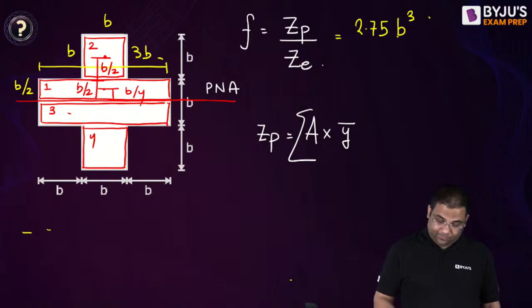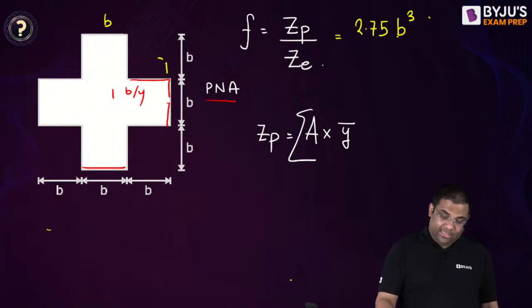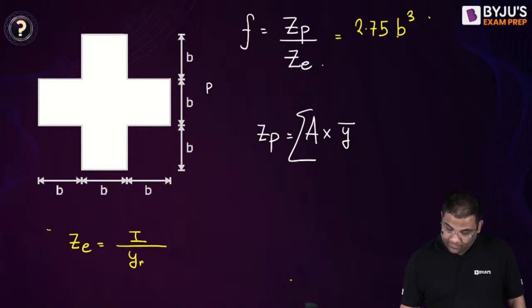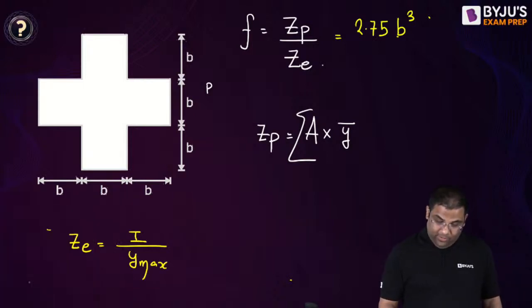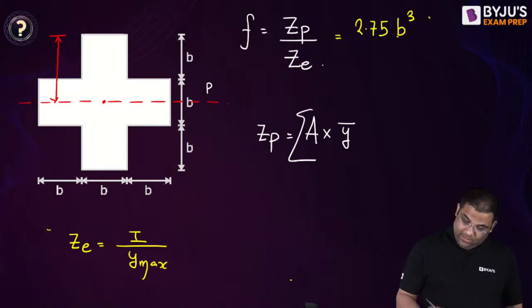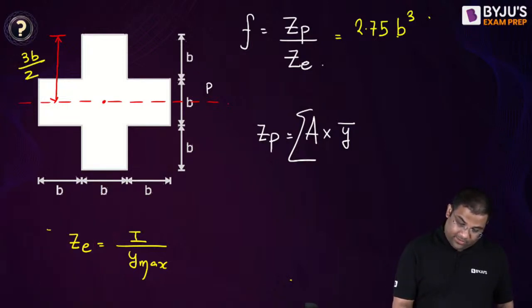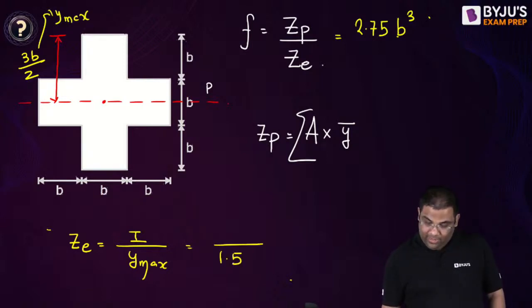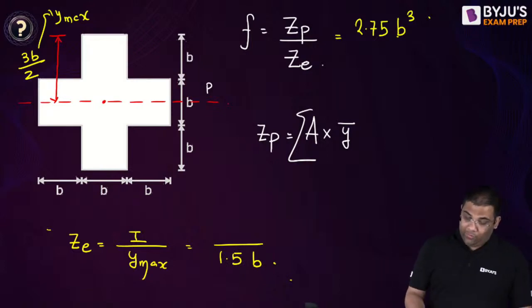Let us go to JD. How to find out JD? JD is very simple. JD is I divided by Y max. Now see, the centroid of the whole area will be here somewhere, right? So see, this is the elastic neutral axis also. Here elastic and plastic are the same. So this is the Y max. And by the way, Y max is how much? It is 3B by 2. I can say 1.5B, right? 1.5B.